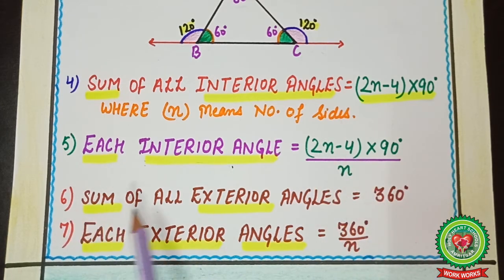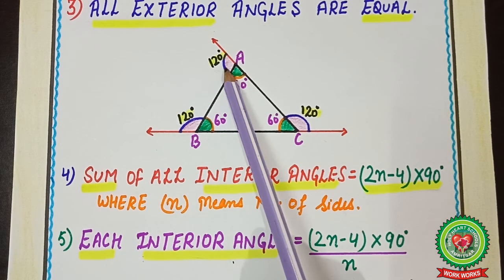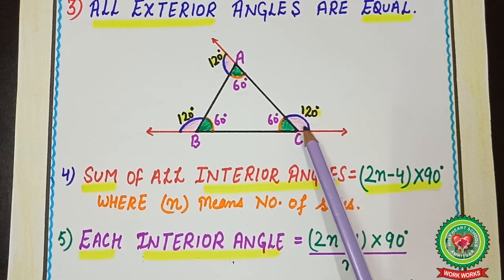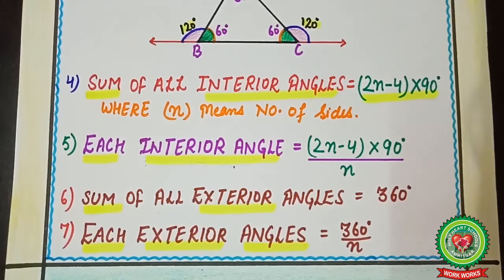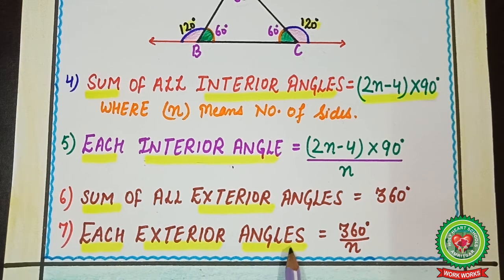So next one is the sum of all exterior angles. You all know that the sum of all exterior angles is equal to 360. How is it 360? From this figure you can understand, 120 plus 120 plus 120 is equal to 360, right? So the sum of all exterior angles will be equal to 360 degrees. And number 7 is each exterior angle. Now we have to find each exterior angle. For finding each exterior angle, we have to divide this 360 by n, the number of sides, right?